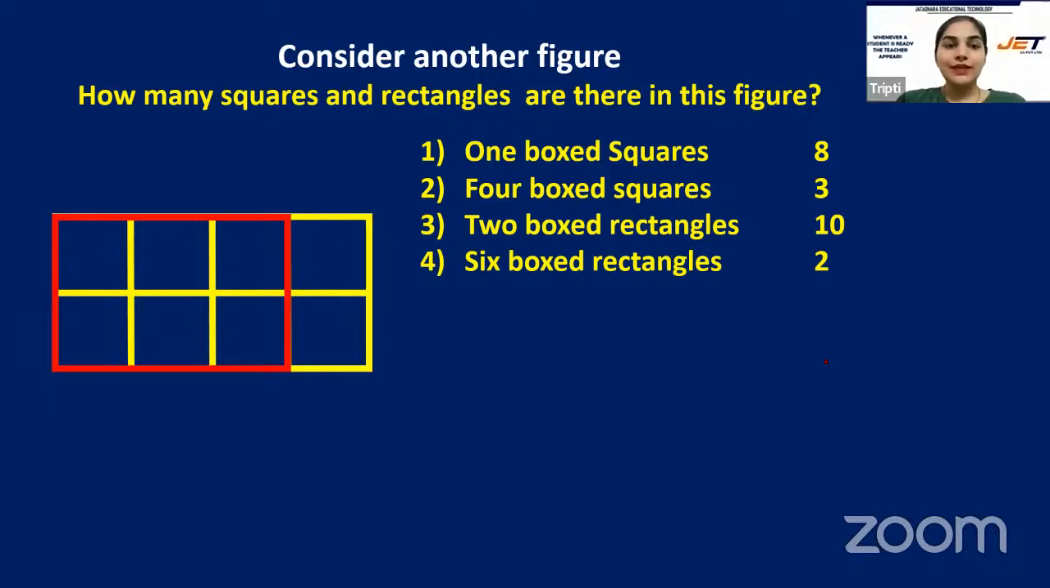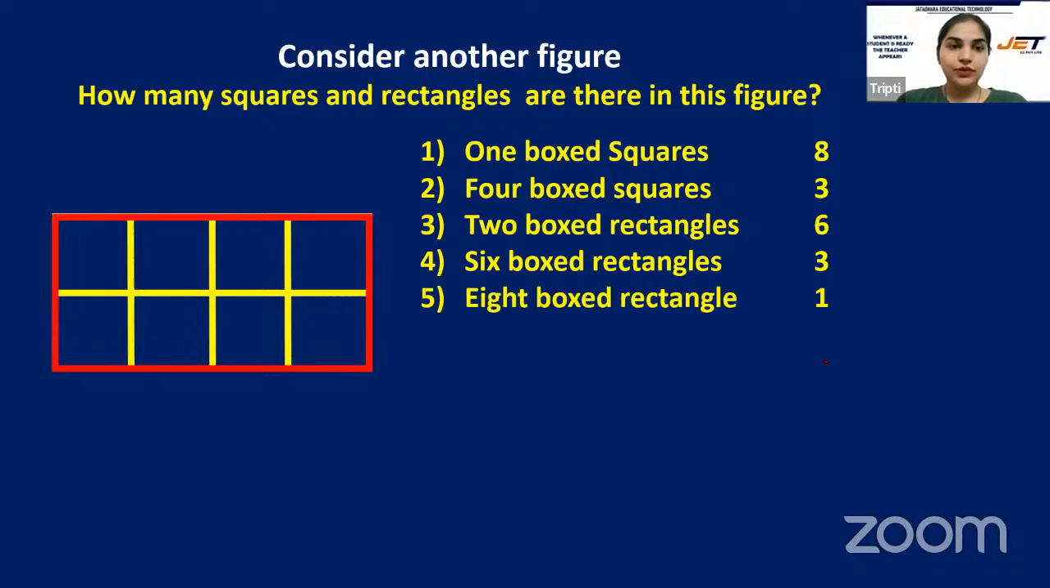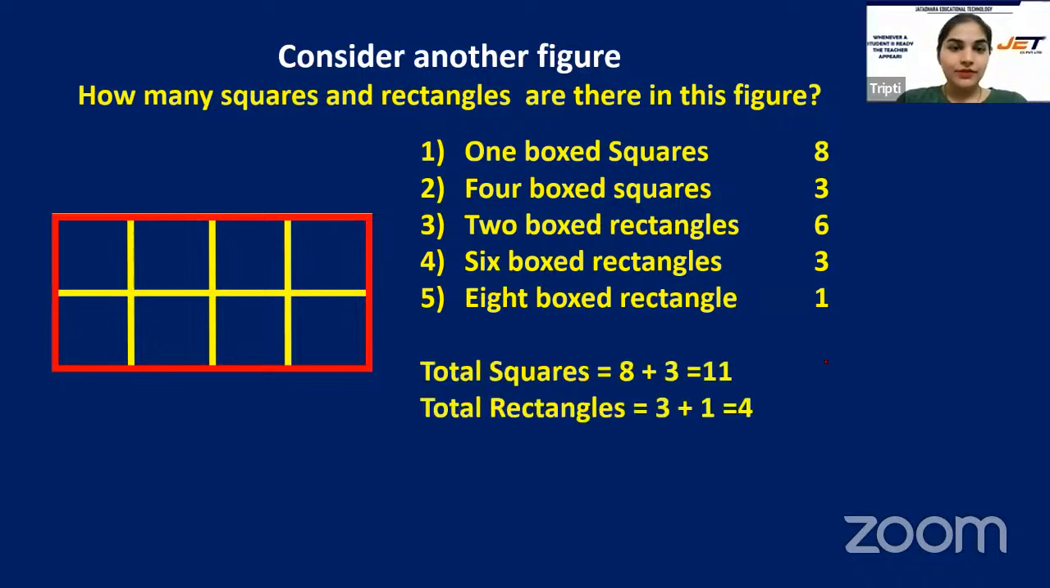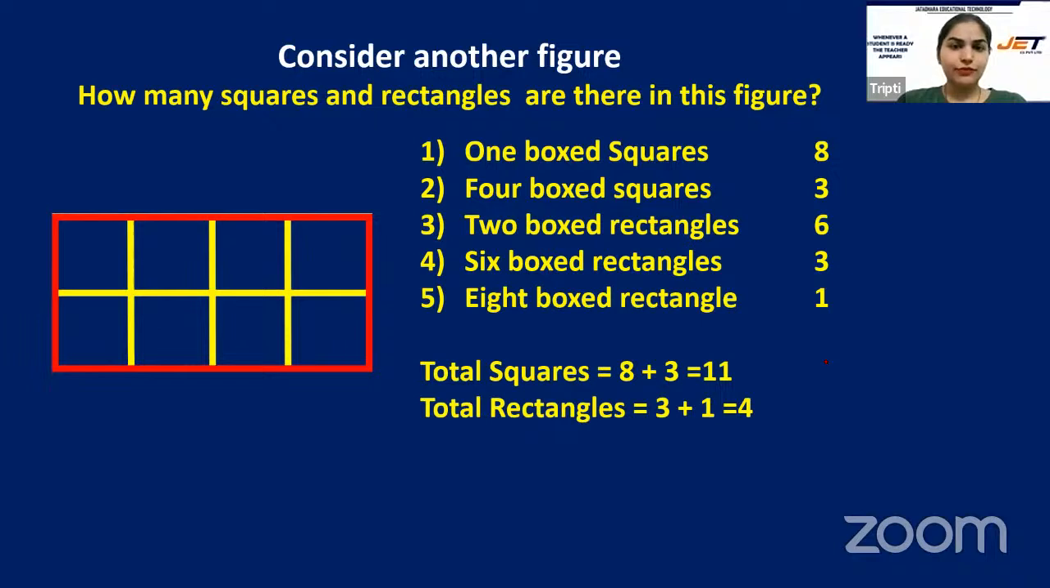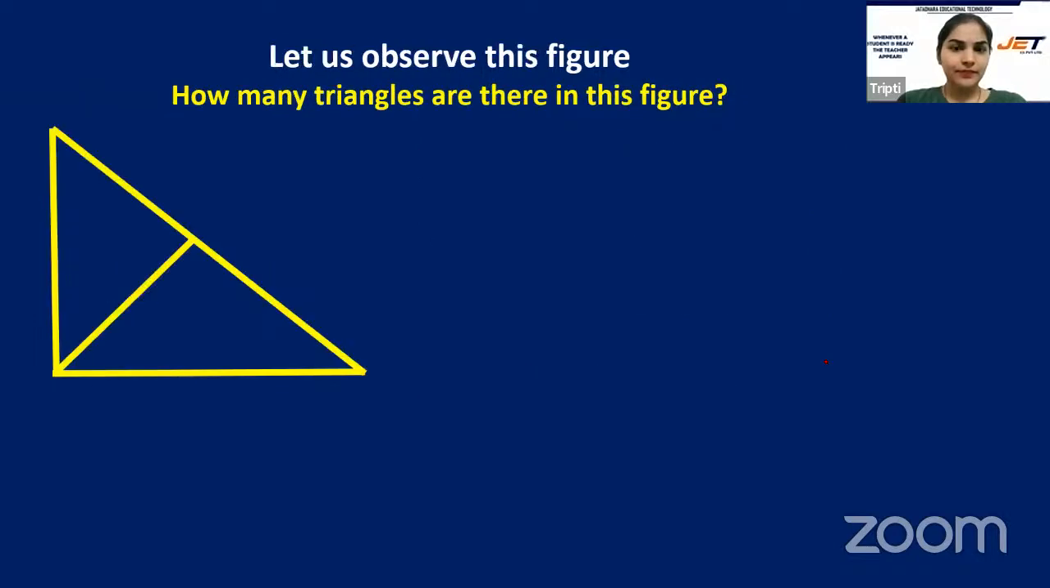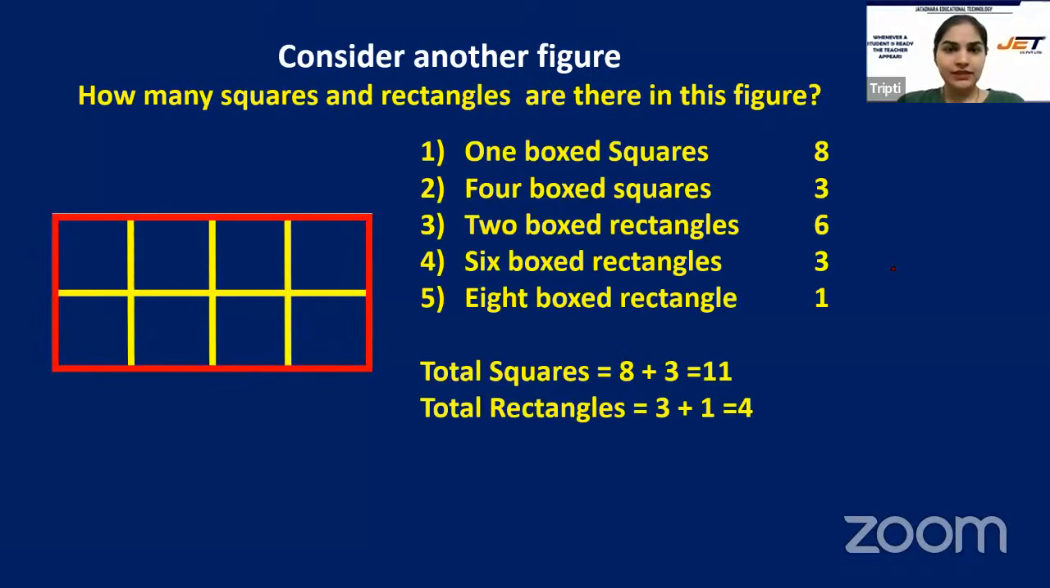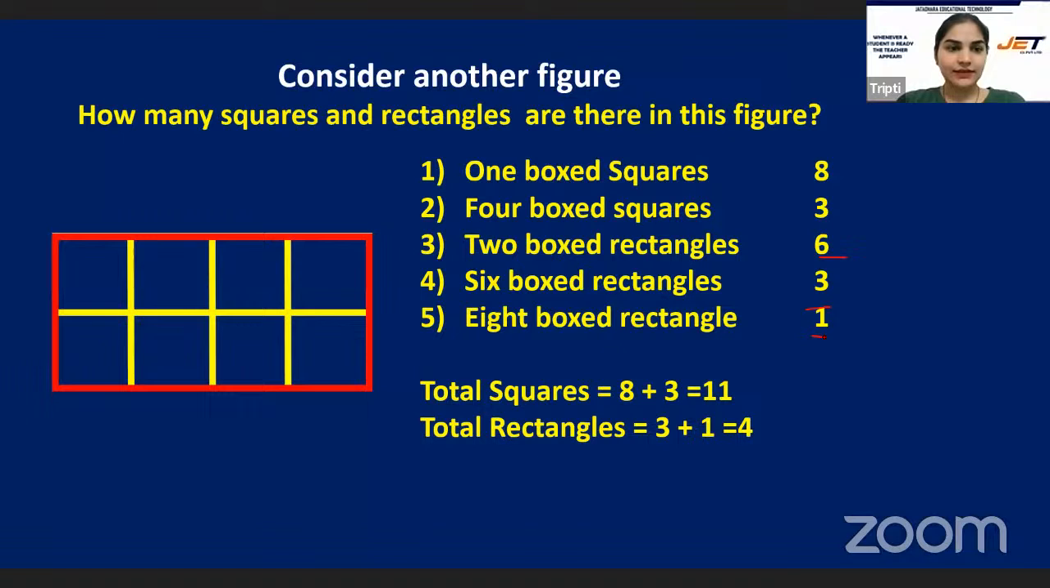Now, we have 6 rectangle boxes as well. 1, 2. And this is an 8 rectangle box, which is 1. So over here, we can say that the total squares are 11 and rectangles are 6, 3, 1. I will write 10 here because we have 10 rectangles.